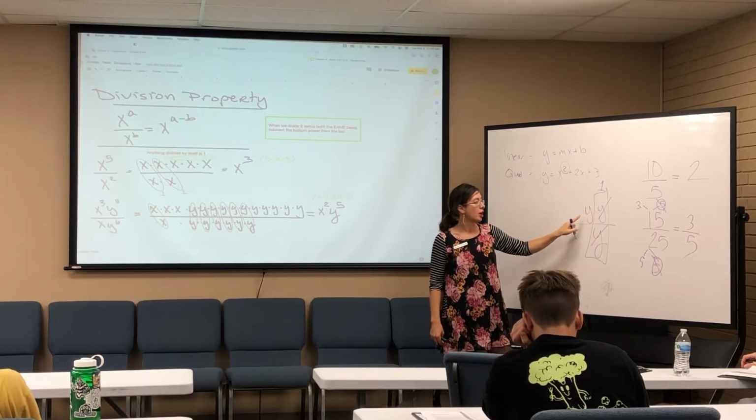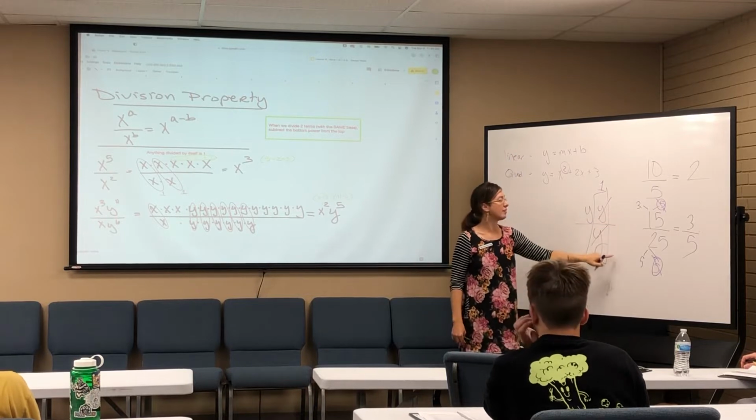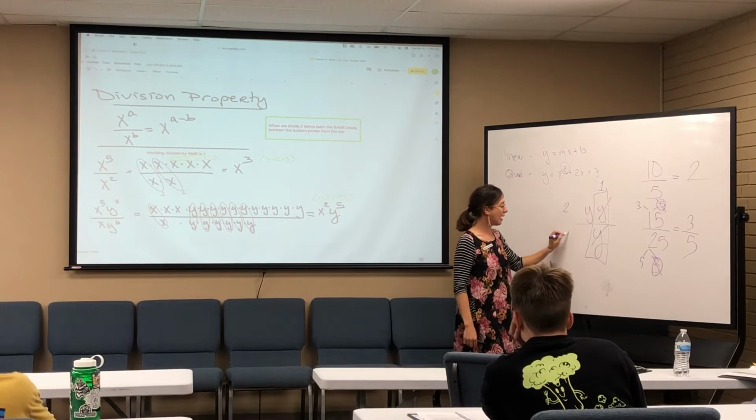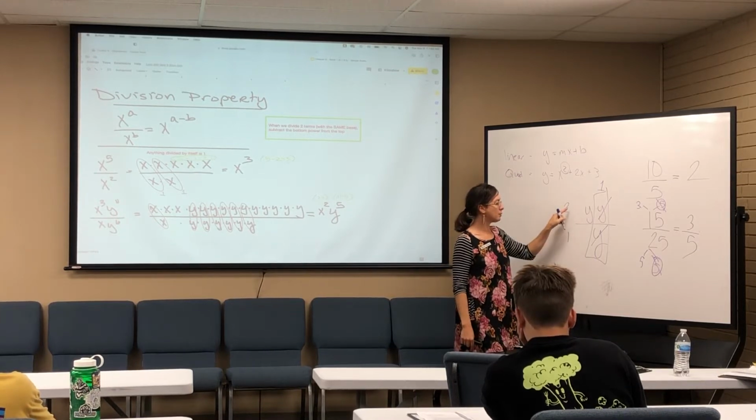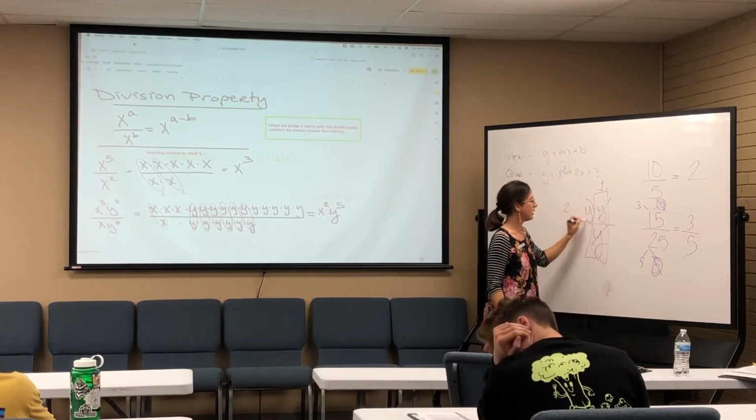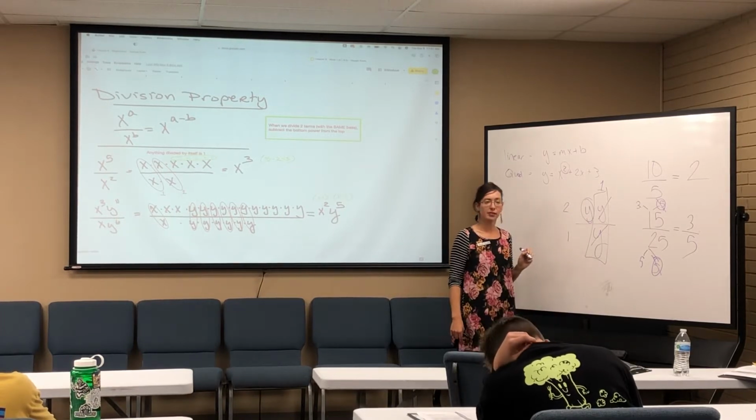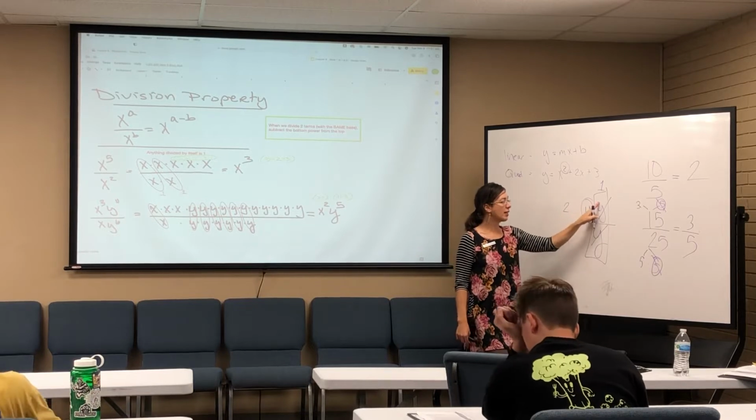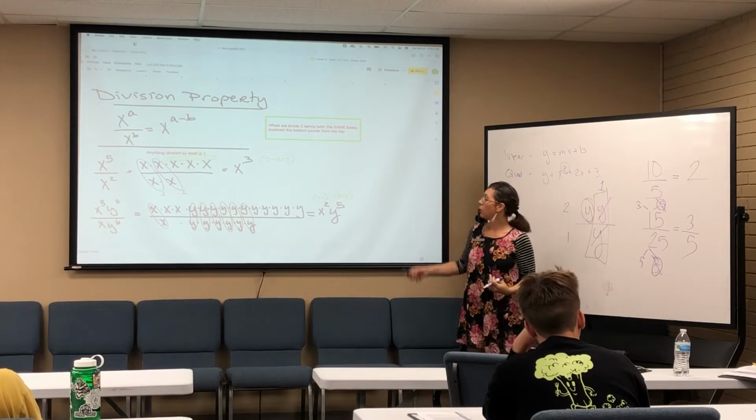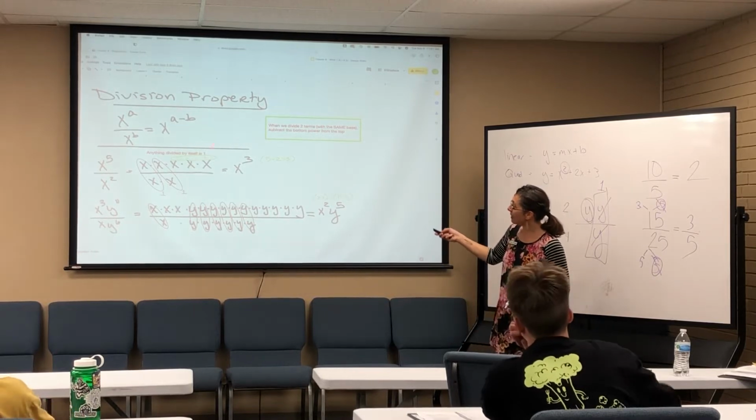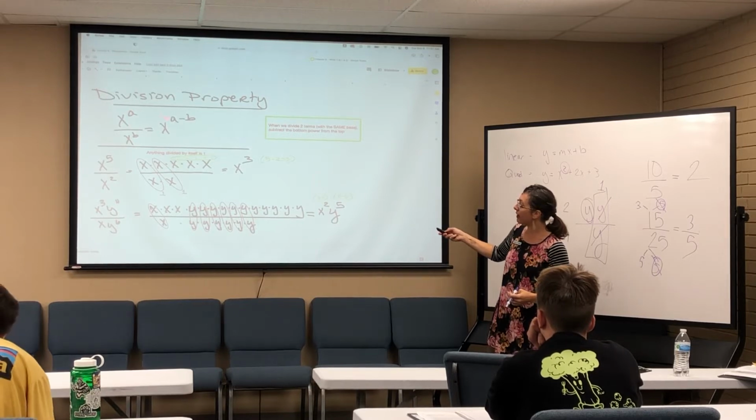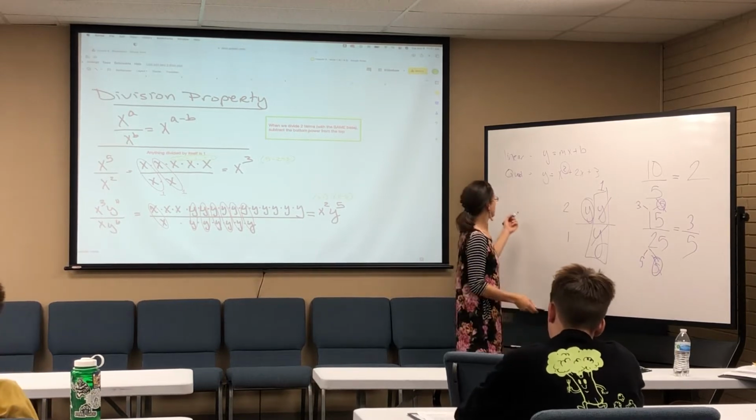Effectively what I have done is I had 2 on top and I had 1 on the bottom, so I subtracted 1 from 2. 2 minus 1 leaves me with 1. For every one that I have on the bottom that matches a top, we're going to get rid of it. So the way that we write that is if I have an exponent on the top and an exponent on the bottom, I can subtract them to end up with what I've got.